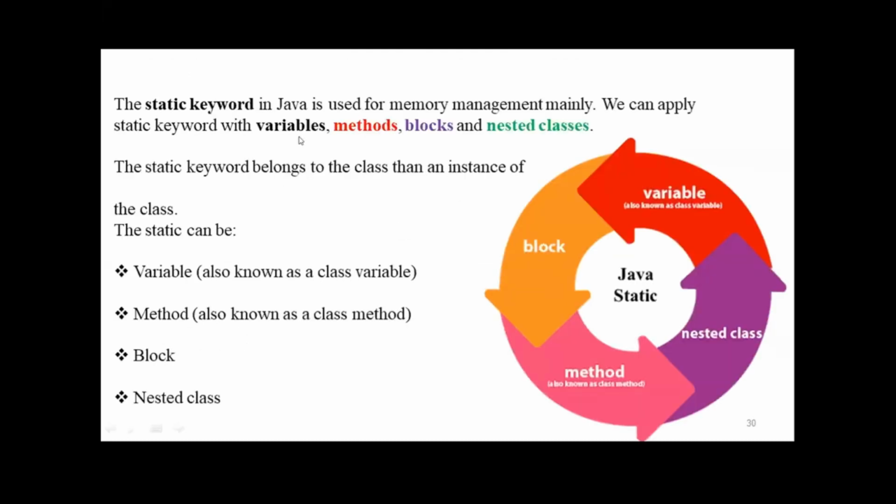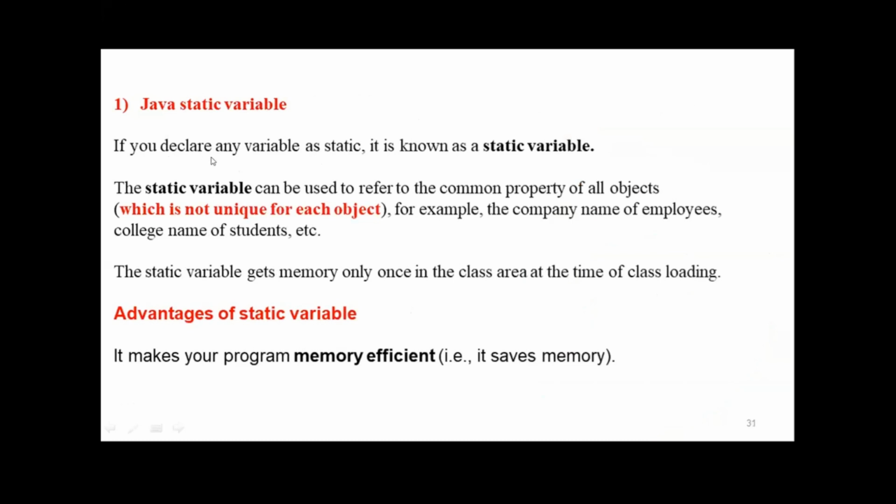Okay. So the static keyword in Java is used for memory management. We can apply the static keyword with a variable, method, block, or nested class. A static variable is also known as a class variable, and a method is also known as a class method. If you declare any variable static, it is known as a static variable. A static variable can be used to refer to a common property of all objects. It saves memory.